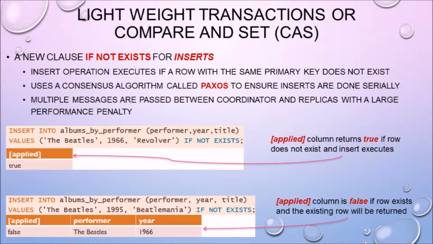So this one is, hey, I'm going to insert into this particular table, albums by performer, and this value if it doesn't exist. So you do this explicitly yourself. Then it performs a read before write, and it will give you a Boolean value true if that statement succeeded, or Boolean value false if it failed. And the second one is just an example of true and false.